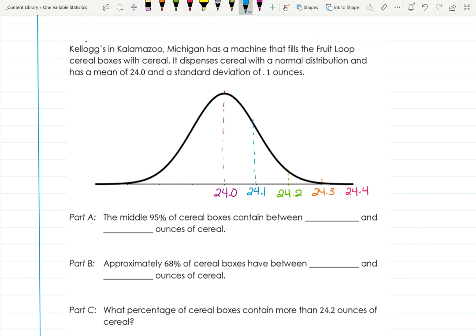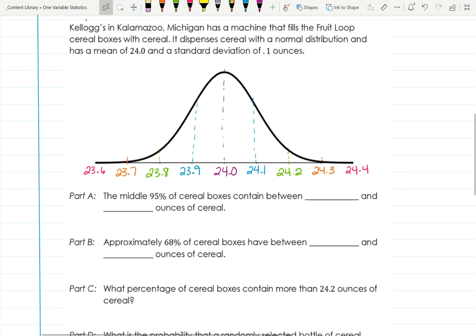So let's do the same thing working backwards. Since I'm going to the left, I'm going to be subtracting. If I subtract an ounce, I have 23.9 ounces, 23.8 ounces, 23.7, and bare minimum 23.6 ounces. So there is a chance that you get a box of cereal on this end, so you might be getting ripped off a little bit.